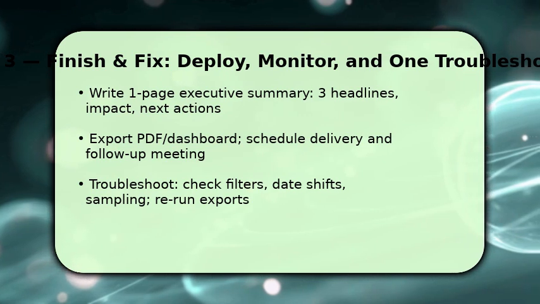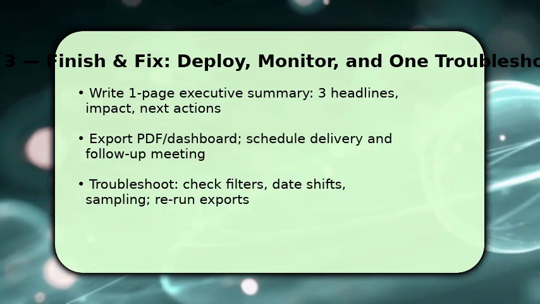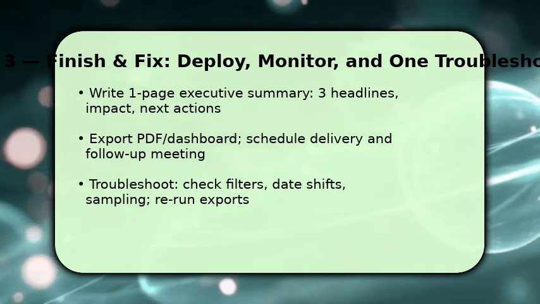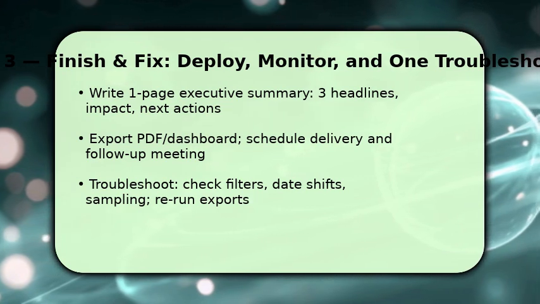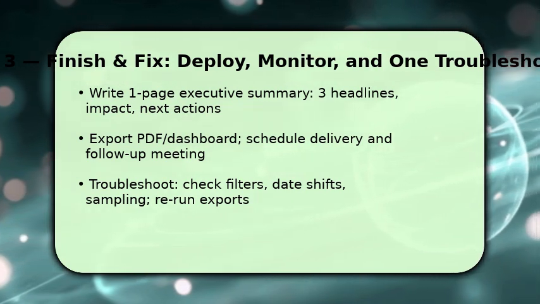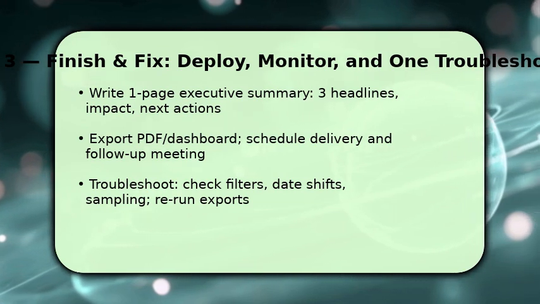If numbers look wrong, troubleshoot by checking filters, mismatched date ranges, and analytics sampling. Rerun exports and compare raw CSVs. This usually reveals the issue, so you can correct and resend quickly.